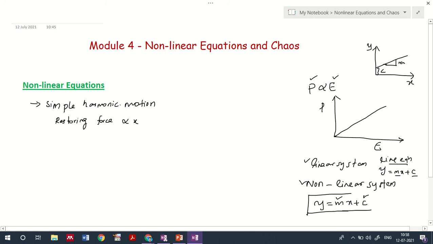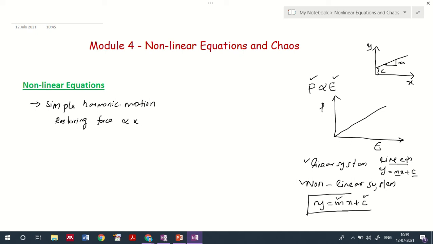So the importance of understanding nonlinear equations and the chaos module is that we know that on our earth, all the phenomena we observe in our surroundings are not always linear. Most of the phenomena we observe will be non-linear.